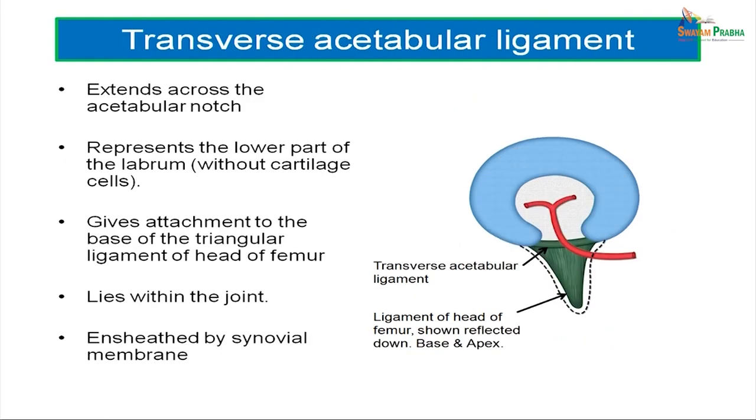We next come to the other ligament, the transverse acetabular ligament, which extends across the acetabular notch. It represents the lower part of the labrum without the cartilage cells and gives attachment at its base to the triangular ligament of the head of the femur. So if you look at this particular picture, the transverse acetabular ligament extends across the acetabular notch, and it gives attachment to a triangular ligament called the ligament of the head of the femur. The ligament of the head of the femur, as we have discussed just now, is ensheathed by the synovial membrane.